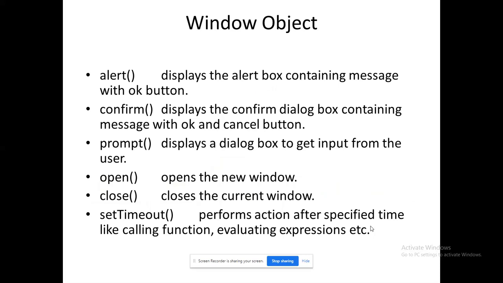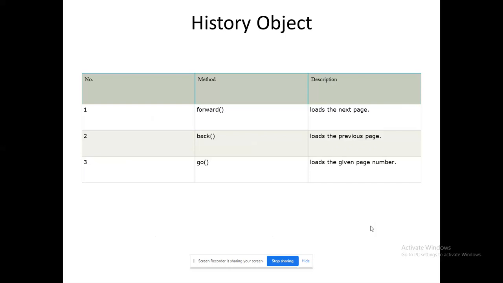What are all the methods that the window object will provide for me? Alert, like a message box. Confirm, a message box that will come with a yes or no. Prompt, a message box that will come with a text box. Open, that will open the window. Close, that will close the current window. Set timeout, it's like a timer. After a specified time, the corresponding function will be invoked. These are all the methods of the window object.